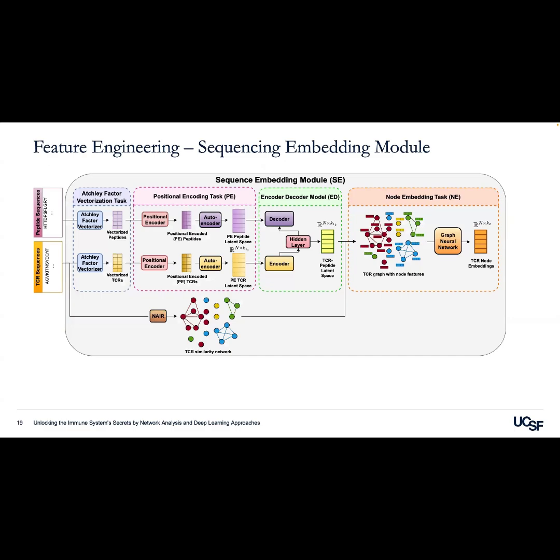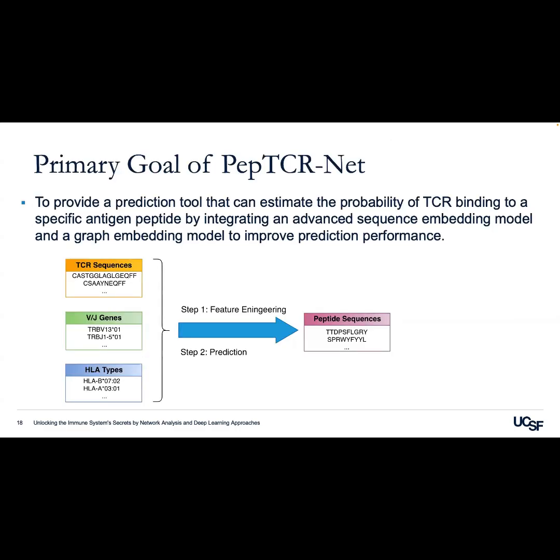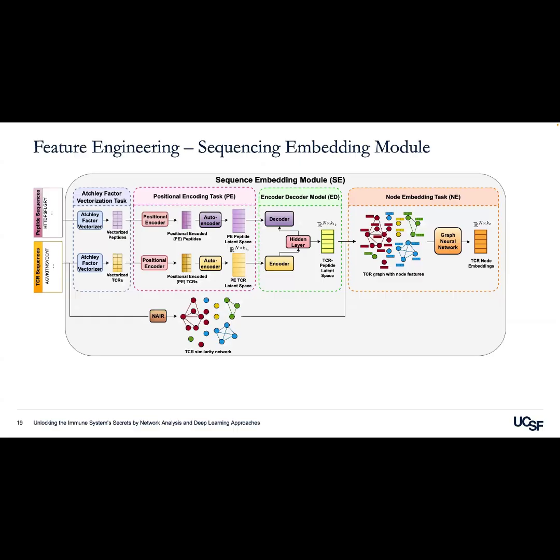When we build this prediction model, there are 2 major steps. The first step is feature engineering, which is the main part of our prediction model. The second part is prediction, which is relatively straightforward. Why is feature engineering important, especially the sequence embedding module? For both the peptide sequence and the TCR sequence, they are letter-based amino acid sequences.